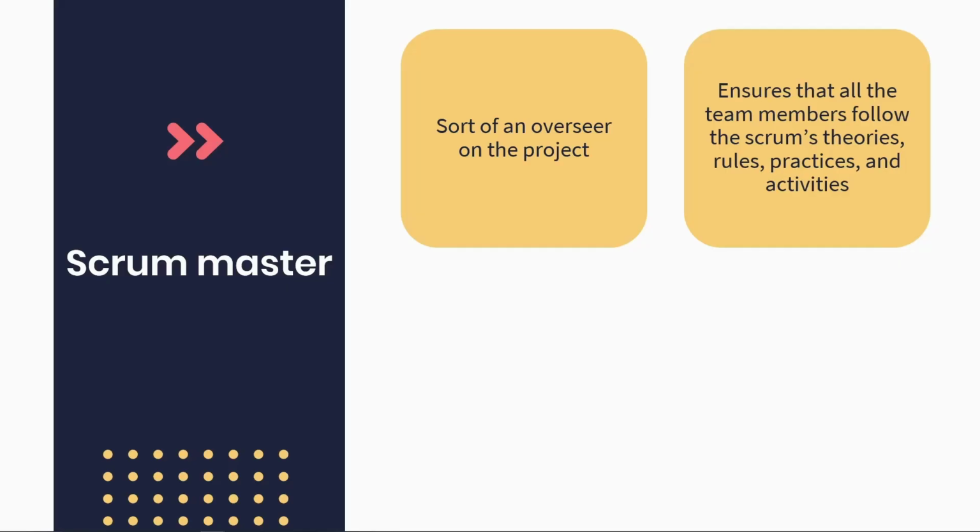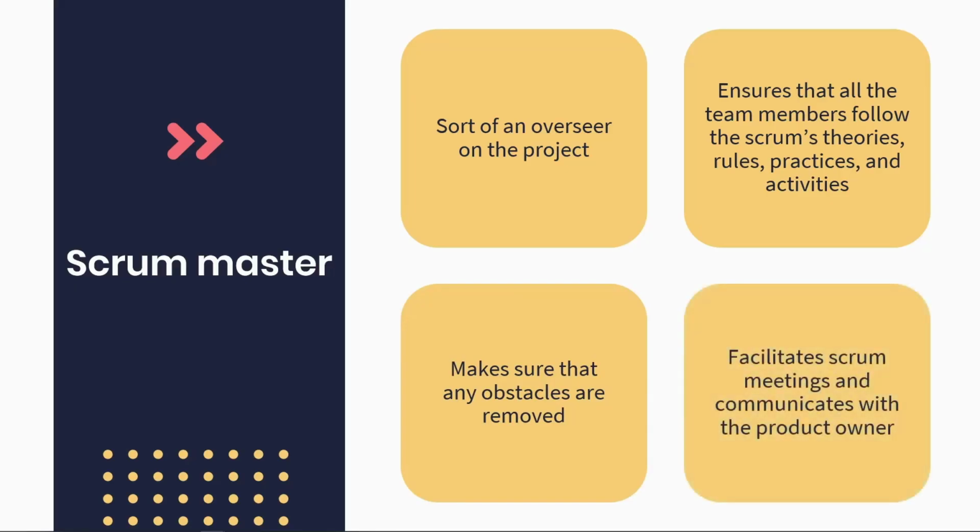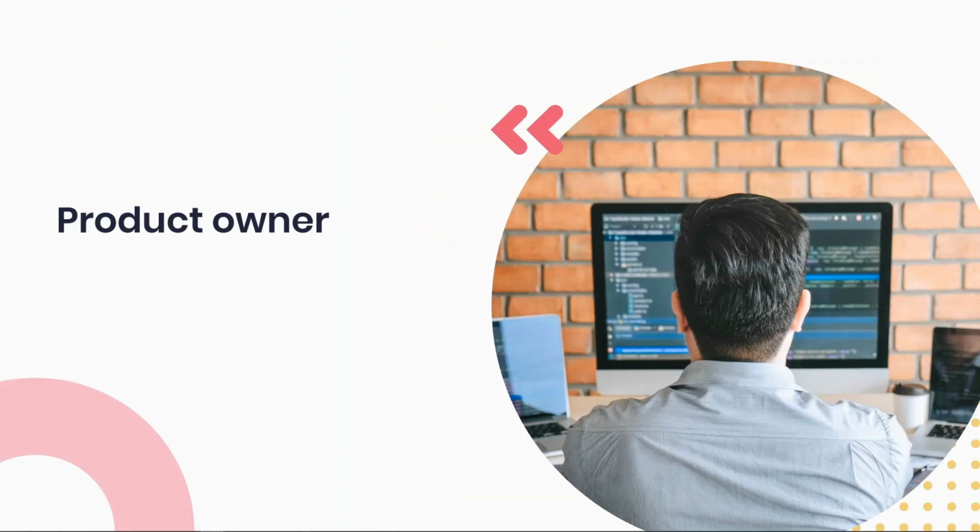It is also their responsibility to make sure that any obstacles are removed. In the same manner, they should also implement any changes that can improve productivity and speed of delivery. The most obvious duty is to facilitate Scrum meetings and communicate with the product owner. We've just mentioned another new person, the product owner.